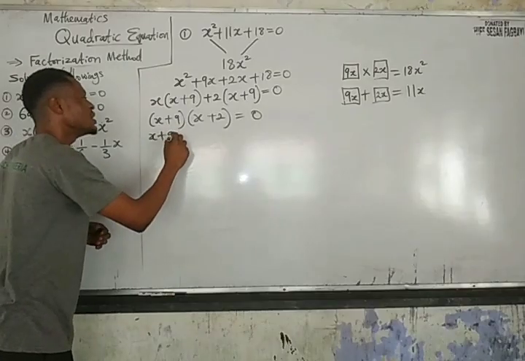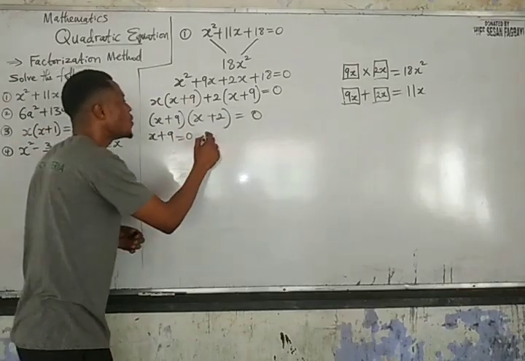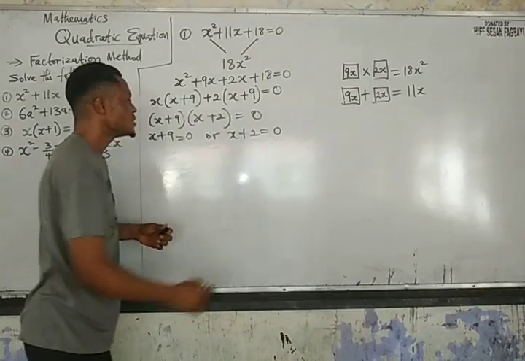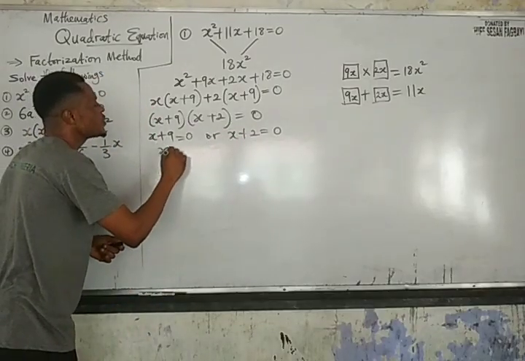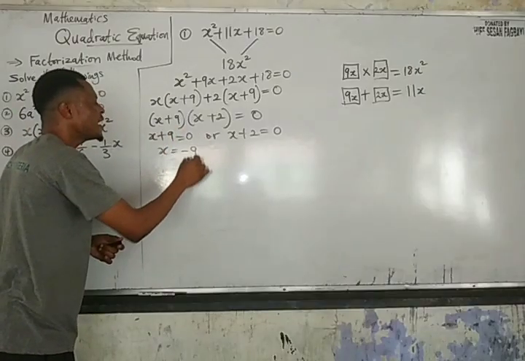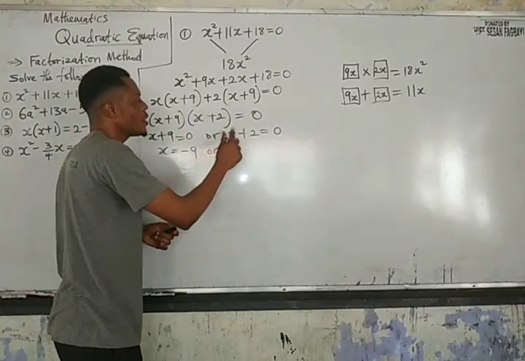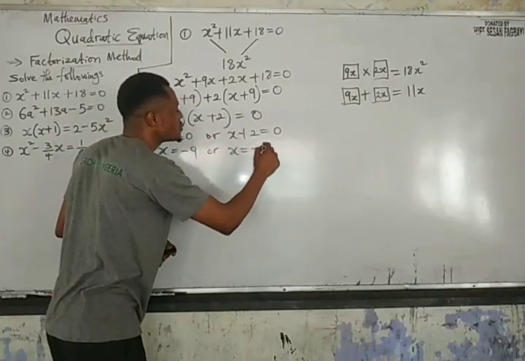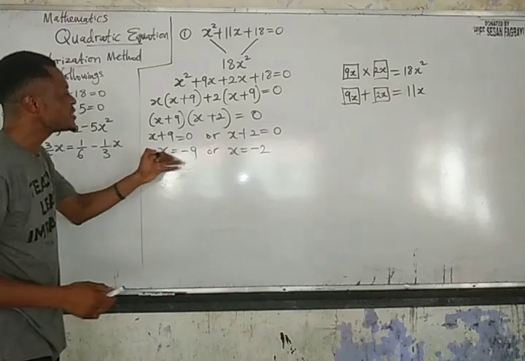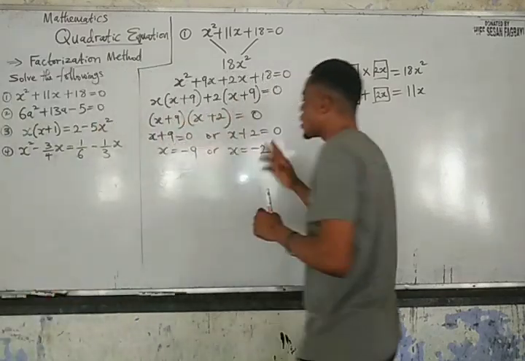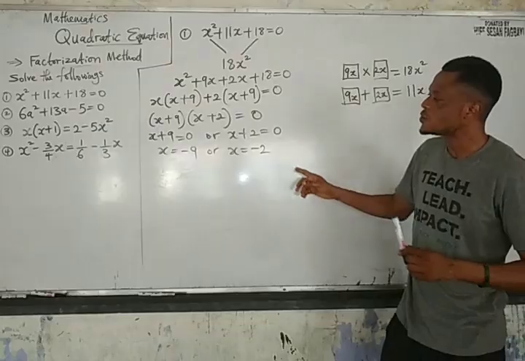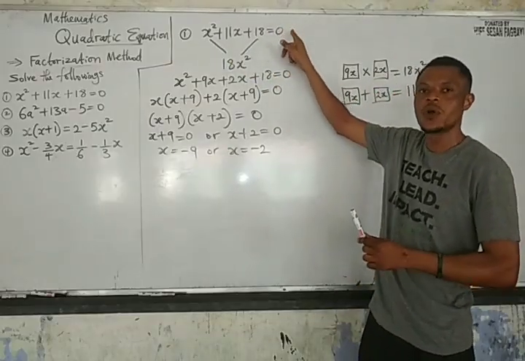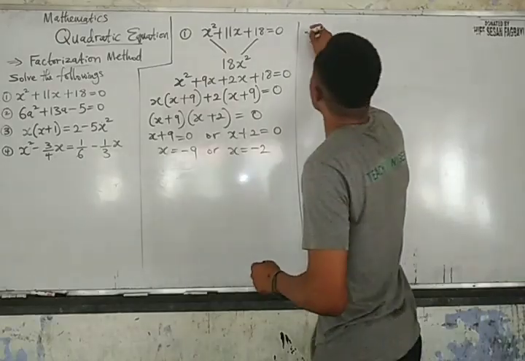So x plus 9 is equal to 0, or x plus 2 is equal to 0. X is going to be, the 9 will come here, it will become minus 9, or we have the x to be equal to, by the time the 2 comes here, it becomes minus 2. Easy. So our x is either minus 9 or minus 2. If you substitute these values into this equation, you will see that it will end up to be equal to 0.